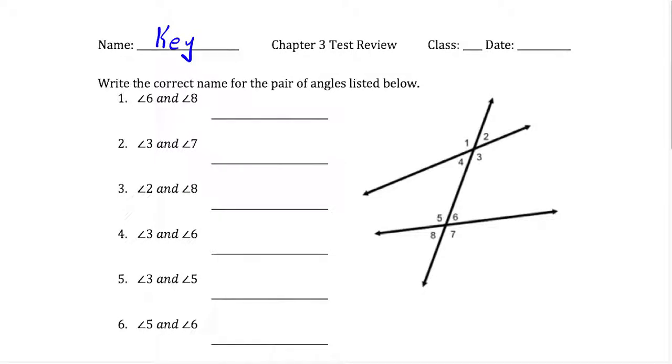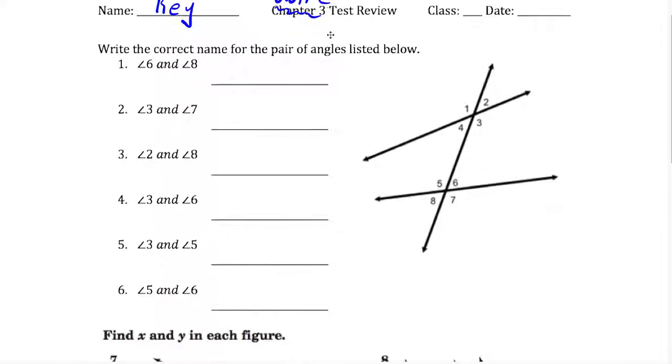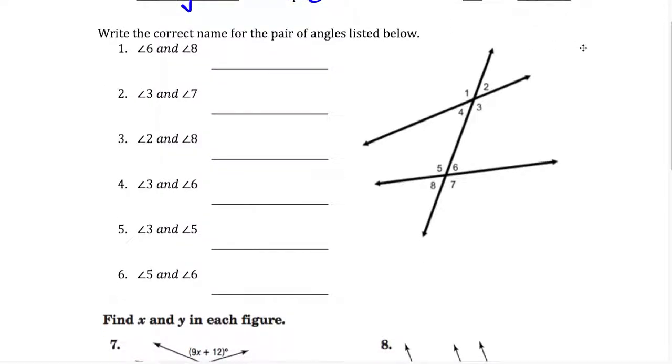Okay, so this is the review for Unit C. So actually this says Chapter 3, but really this is Unit C. This is our Unit C review that we are getting ready for our test. So this question here looks actually somewhat familiar. A key part of this whole unit is actually knowing what the angles are.